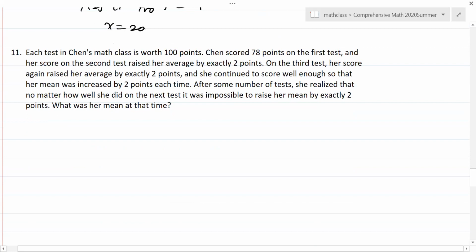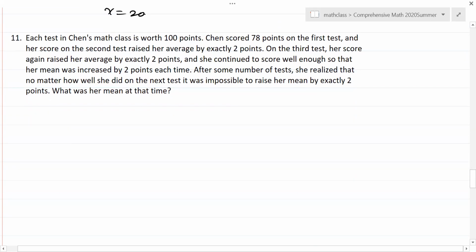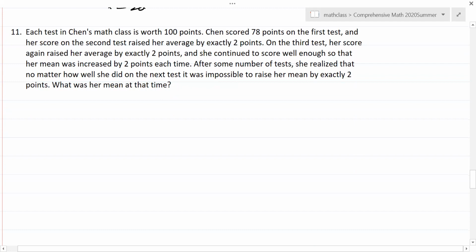And this is the most complicated problem. We only have 1 minute left, but let's finish it. So each test in Shen's math class is worth 100 points.